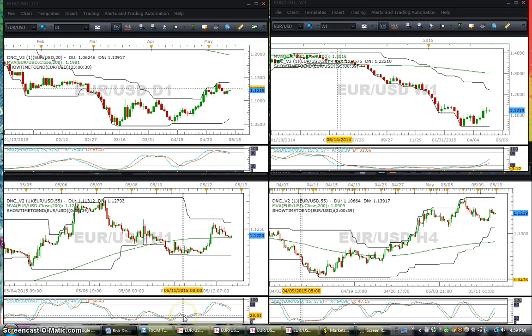Now, lastly, because I like to keep my charts simple, there's not a lot on here, I have slow stochastics set to 15, 5, and 5. Now, what I'd like to do just quickly to show you how I use this is let's take a look at the Euro USD currency pair through the several time frames that I'm using here.